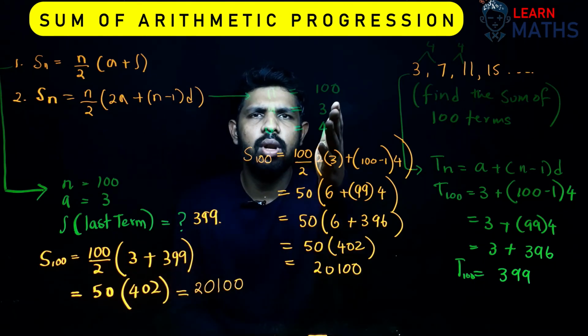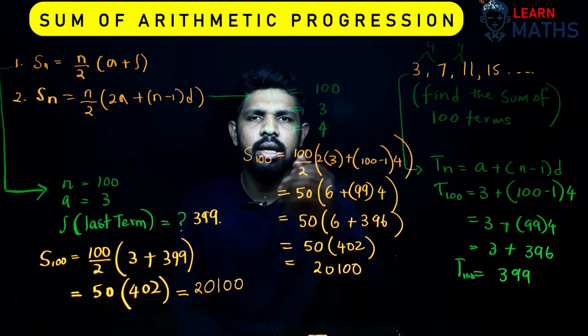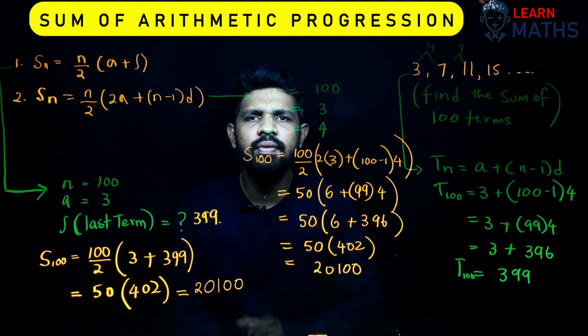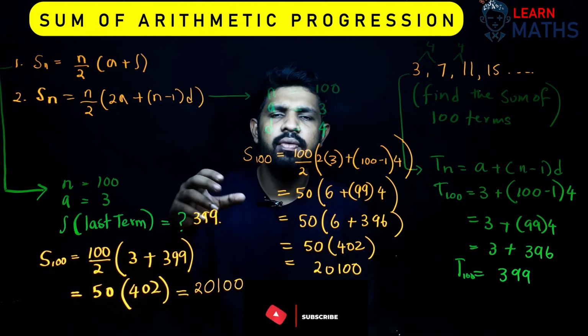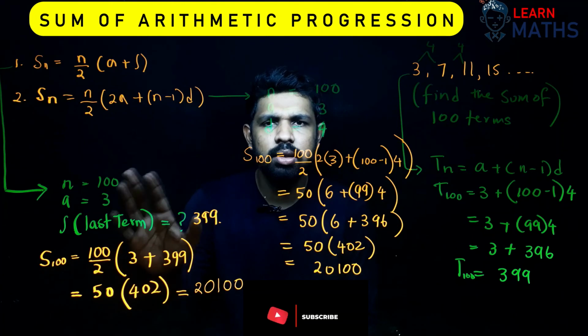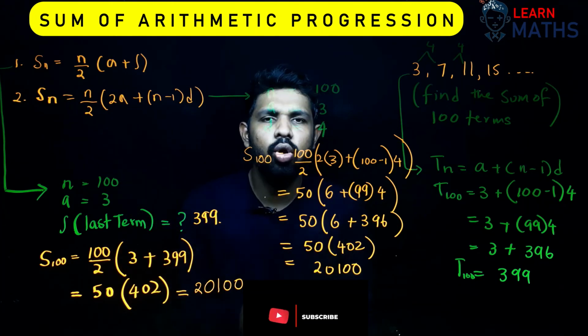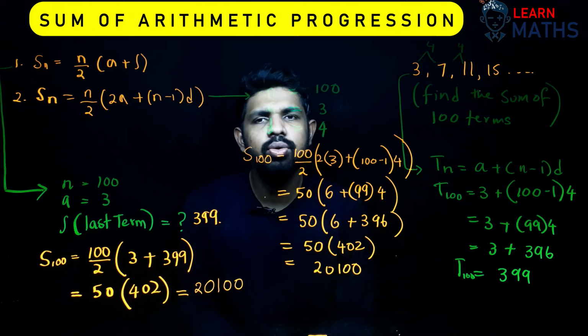But in the second formula, we had n, a, d, all three, where n was 100, a was 3 and d was 4. So we substituted and we found the sum without finding any other terms. But say if you know the last term, then obviously using the first formula is the most suitable one. So I hope you all understood how to use these formulas to find the sum and when to use them.